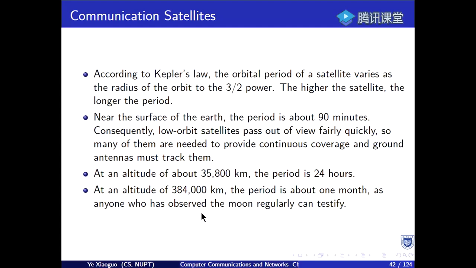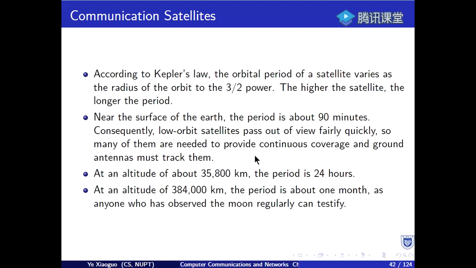According to Kepler's law, the orbital period of a satellite varies as the radius of the orbit to the three halves power. The higher the satellite, the longer the period. Near the surface of the Earth, the period is about 90 minutes. Consequently, low-orbit satellites pass out of view fairly quickly, so many of them are needed to provide continuous coverage, and ground antennas must track them.